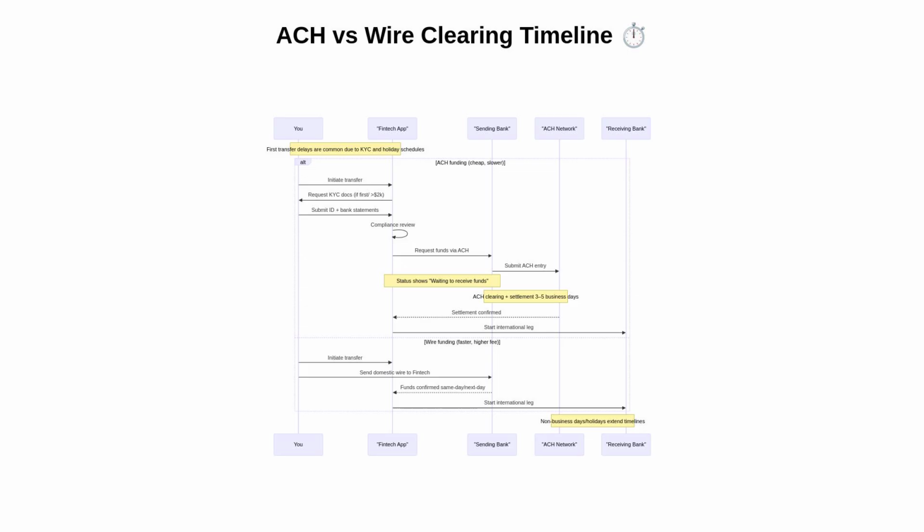On the wire path, you send a wire to the app's account, which typically confirms same day or next day. As a result, the app can start the international transfer much sooner.